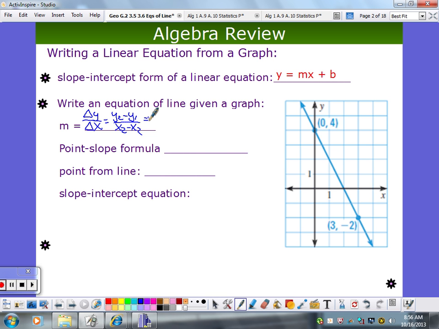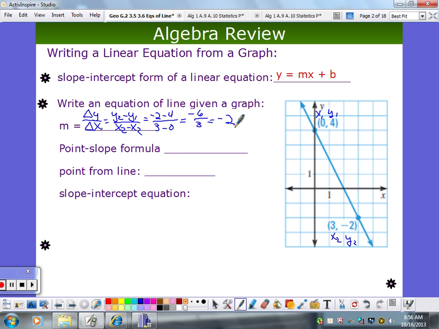So I've got 2 points here, so I can just substitute in. As you recall, just name one of them x1, y1, and one of them x2, y2, so you know what you're subtracting. And you just replace. So negative 2 minus 4, 3 minus 0. Check me, make sure I'm doing it right here. I'm getting a slope of negative 2.